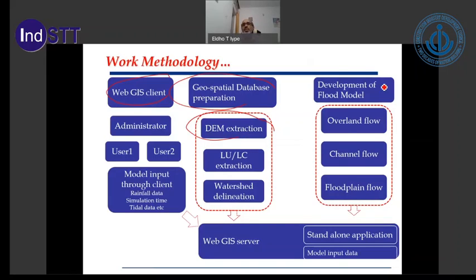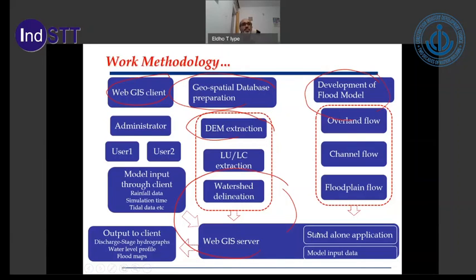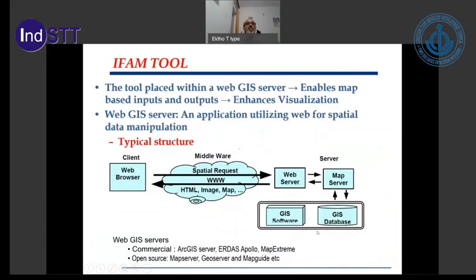As I mentioned, a flood model is already developed, and that will be the simulation. Everything is coming into a WebGIS platform. For a given rainfall condition, we can get the possibility of flooding, which areas will be flooded and what the flood depth is. Accordingly, we can have a flood hazard map. This is called the India Flood Assessment Model tool. So this is the overall system.